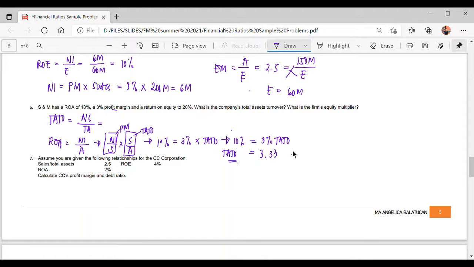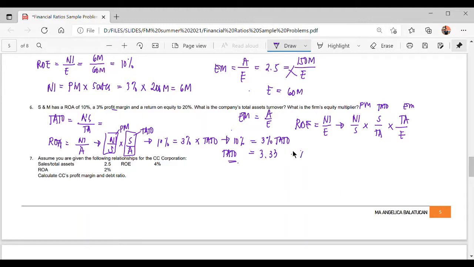So we can now compute your equity multiplier. We have already the answer for the total asset turnover. For the equity multiplier, that is equivalent to assets over equity. But how do we get the equity multiplier? We can use the expanded formula for your ROE. Remember the DuPont formula. It is still ROE, which is supposed to be net income over equity, but it is expanded: net income over sales times sales over total assets times total assets over equity. Again, this one is your profit margin. This is your tato. And this is your equity multiplier. So since we already know the profit margin and the tato, we can now compute the equity multiplier.